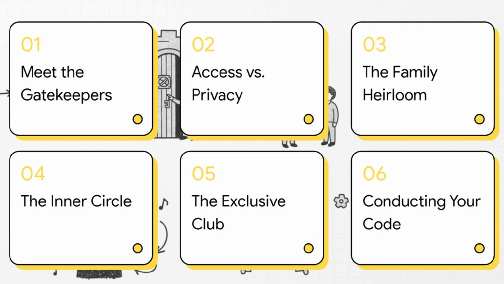So, here's what we've got on our tour. First, we're going to meet these so-called gatekeepers. Then we'll check out the two big extremes, total access versus total privacy. From there, things get a little more interesting. We'll dive into concepts like the family heirloom, the inner circle, and even an exclusive club. And we'll wrap it all up by figuring out how you can conduct your own code like a pro.